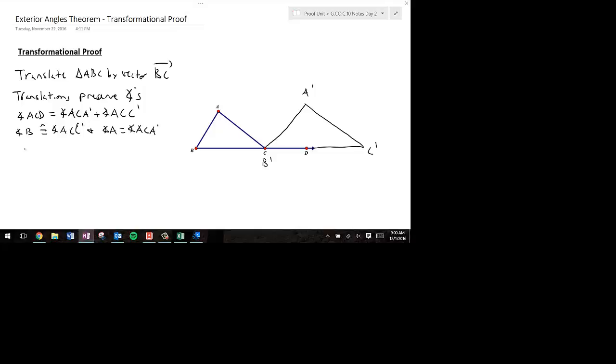So we can say that because we have alternate interior angles, due to the fact that when we do a translation, we end up with parallel lines here at AB and A prime C. And when we substitute all of that in, we end up that angle ACD is equal to angle A plus angle B. So a bit more involved, a little bit less straightforward than our regular proof there, but still something worth looking at.